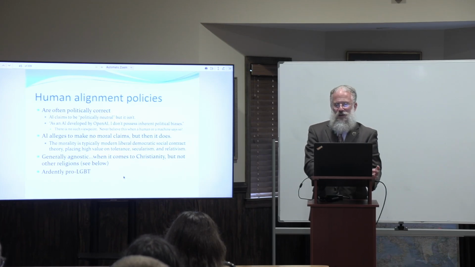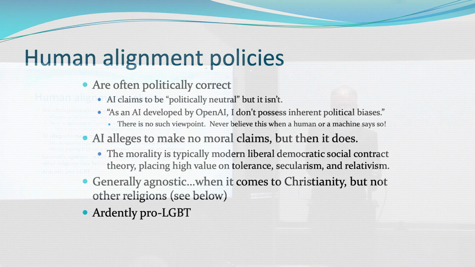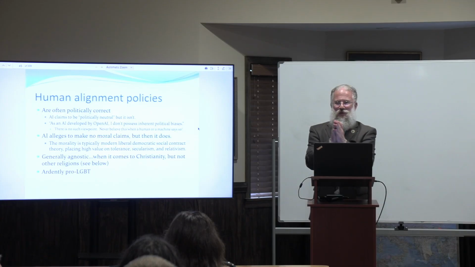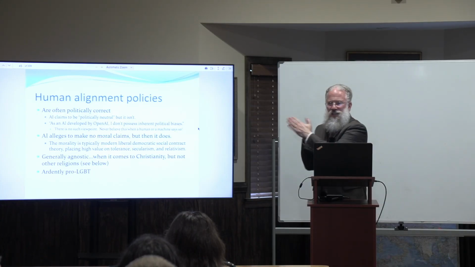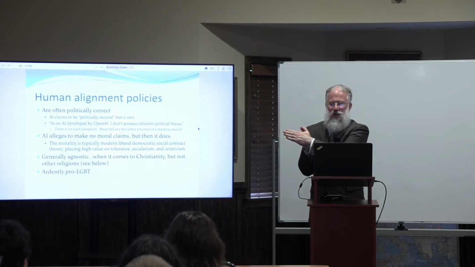So its morality is often politically correct. It will claim to be politically neutral if you talk to ChatGPT, and so it says this to me all the time, quote, "as an AI developed by OpenAI, I don't possess inherent political biases," end quote. Good, I'm glad some of you are laughing. If anyone ever says this to you, human or machine, they're either lying or stupid. Everybody has inherent political biases.